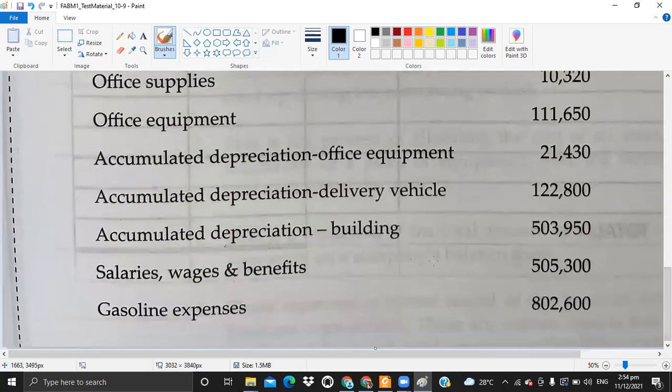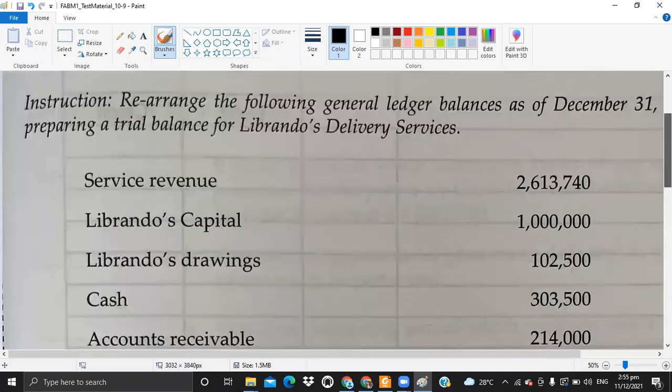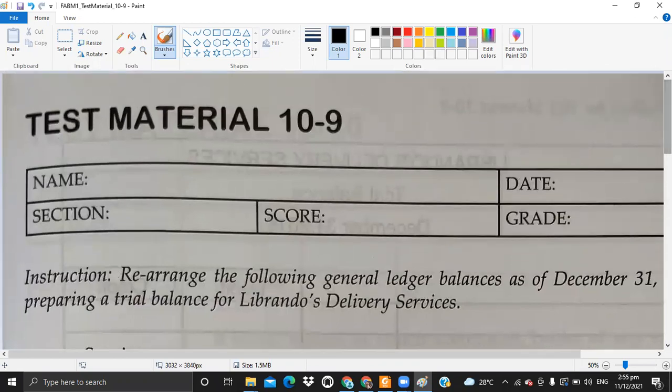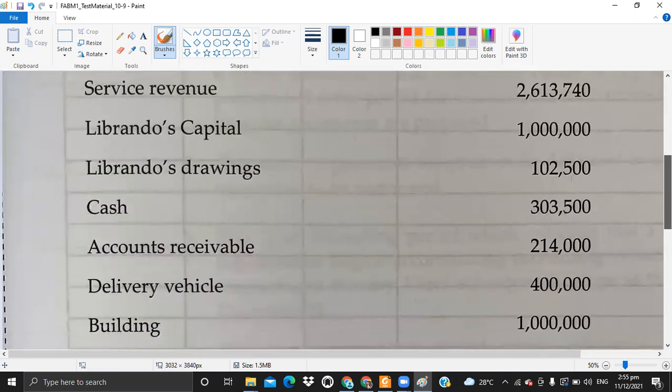Okay? And then salary, wages, and benefits. So which part is it under? And then gasoline expenses. We just need to know whether our assets balance with the sum of our liabilities and equity. Okay?